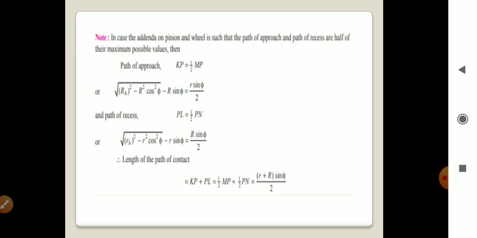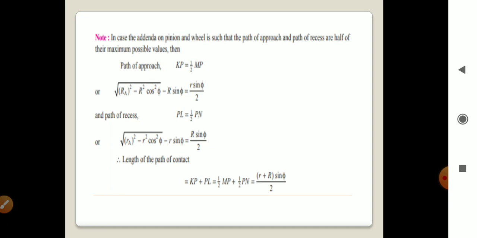To avoid interference in the two mating gears, we saw the case where the addendum on the pinion and wheel is such that the path of approach and path of recess are half of the maximum possible values. Then the path of approach, KP, is equal to half of MP. We saw that.